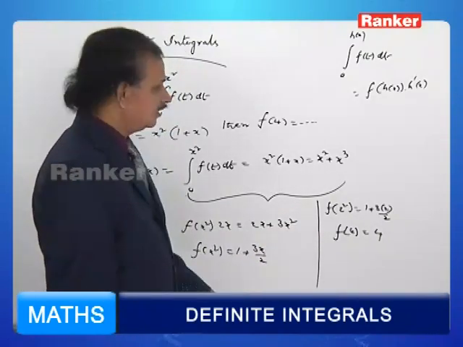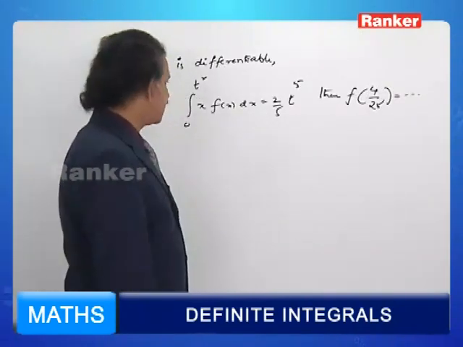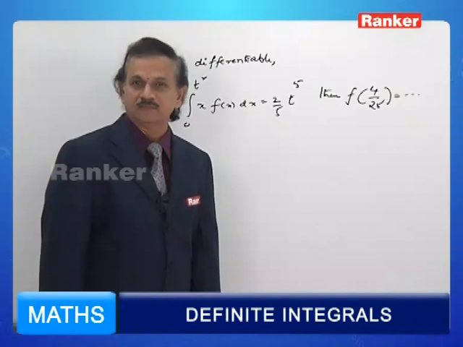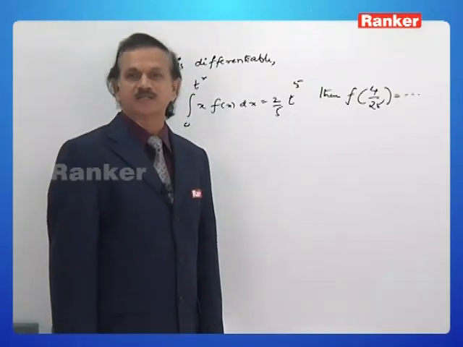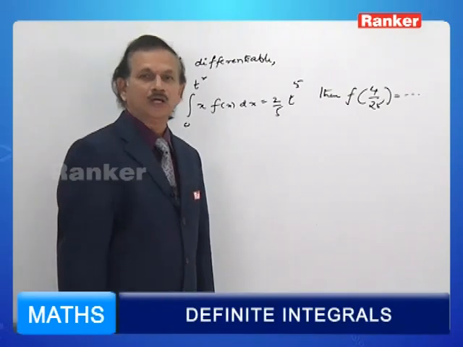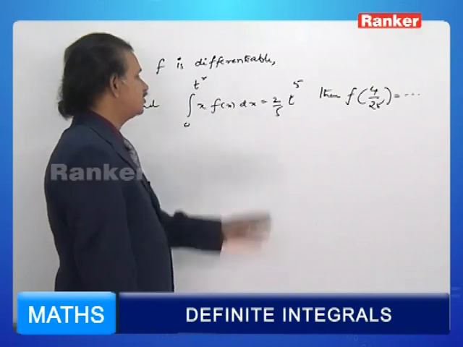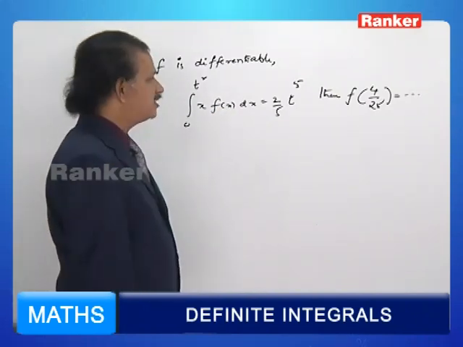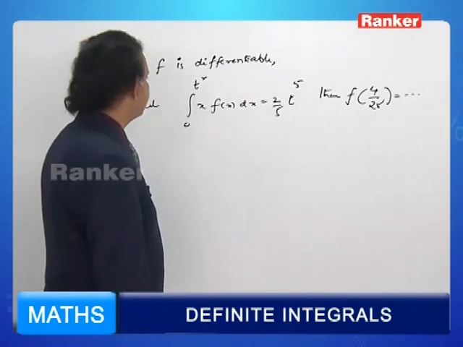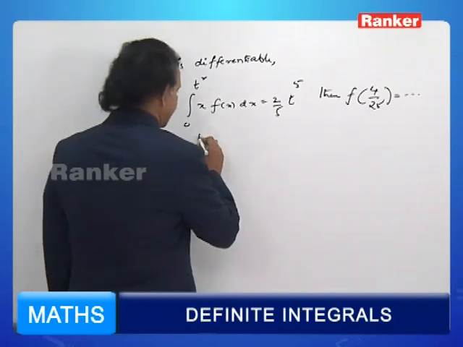This is the question. You please follow it. Observe this question. It is absolutely similar to the previous one. Again, here also we are supposed to make use of Lagrange's rule of differentiation. Okay. He has given that integral 0 to t square of x into f of x dx is equal to 2 by 5 into t power 5. Then what is f of 4 by 25? Good. This is the data.